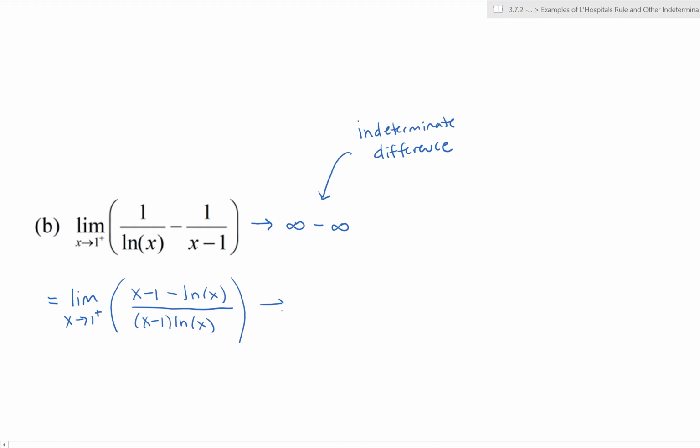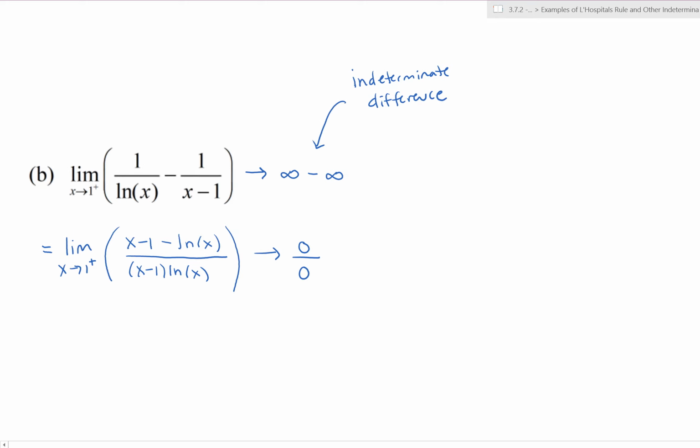Well, notice in the numerator here, as x goes to 1 from the right, we get a 1 minus a 1 minus a 0. So the numerator goes to 0. And in the denominator, we have a 1 minus 1 is 0 times ln of 1, which is also 0. So by finding that common denominator, it put this indeterminate difference into an indeterminate form for which we could then apply L'Hopital's rule. And so let's go ahead and apply L'Hopital's rule and see what we get.